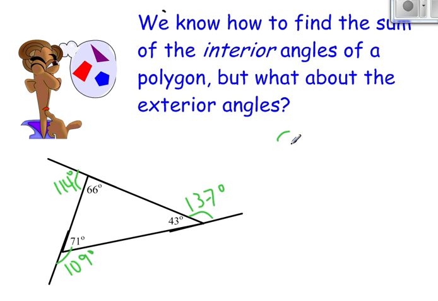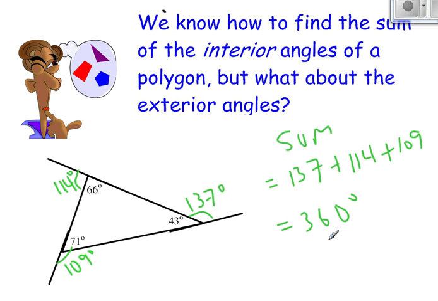So let's see what the sum is. 137 plus 114 plus 109. If I add those together, I get 360 degrees. Okay, now obviously we can't jump to conclusions. Let's look at a different triangle and see if we get something similar.